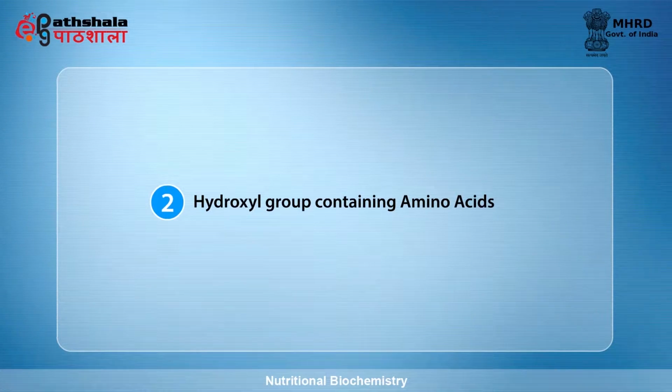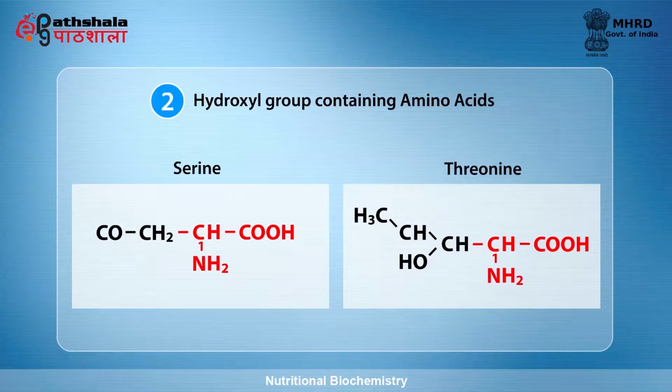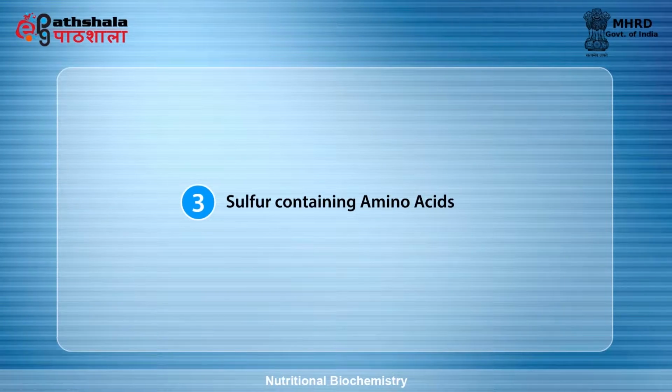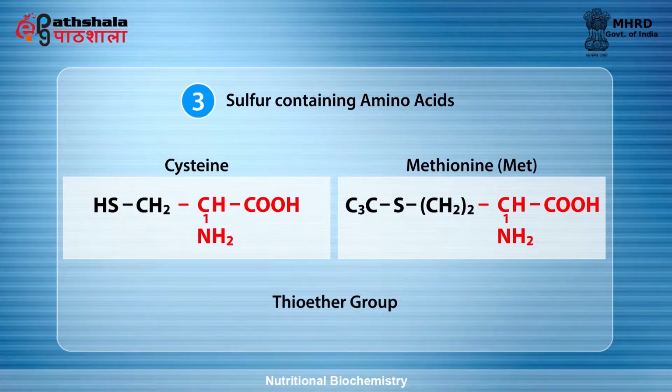The second one, hydroxyl group containing amino acids. Serine, threonine and tyrosine are hydroxyl group containing amino acids. Tyrosine, being aromatic in nature, is also considered an aromatic amino acid. The third one, sulfur containing amino acids. Cysteine and methionine, with a thioether group, are the 2 amino acids. Cystine is another important sulfur containing amino acid, formed by the condensation of 2 molecules of cysteine.